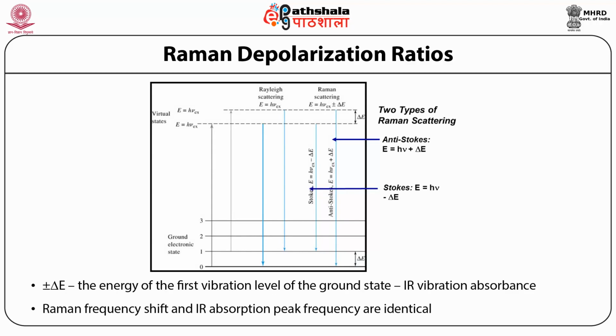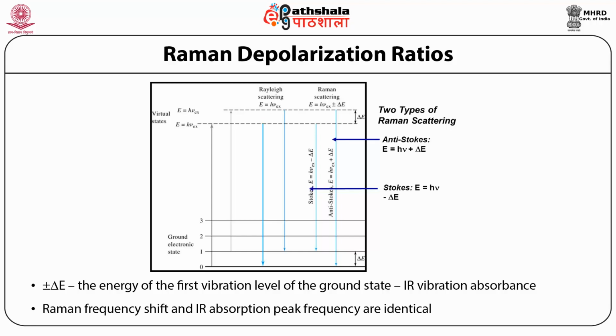When a probe beam of radiation described by the electric field E interacts with a material, it induces a dipole moment mu in the molecules that compose the material. We can write mu is equal to alpha times E, where alpha is the polarizability of the molecule. The polarizability is a proportionality constant describing the deformability of the molecule. In order for a molecule to be Raman active, it must possess a molecular bond with a polarizability that varies as a function of interatomic distance.